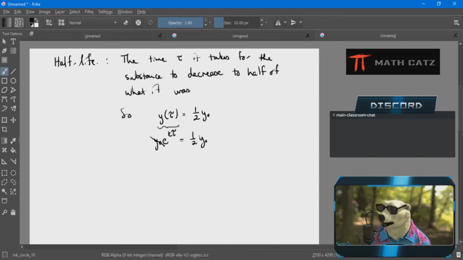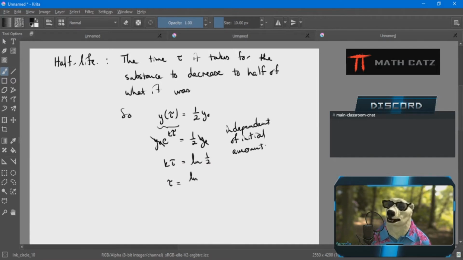So you see again, it was independent of the initial amount. It didn't matter how much I had. It's all proportional, half of whatever I had. So I have k times tau equal to natural log of a half. So tau equals natural log of a half over k.